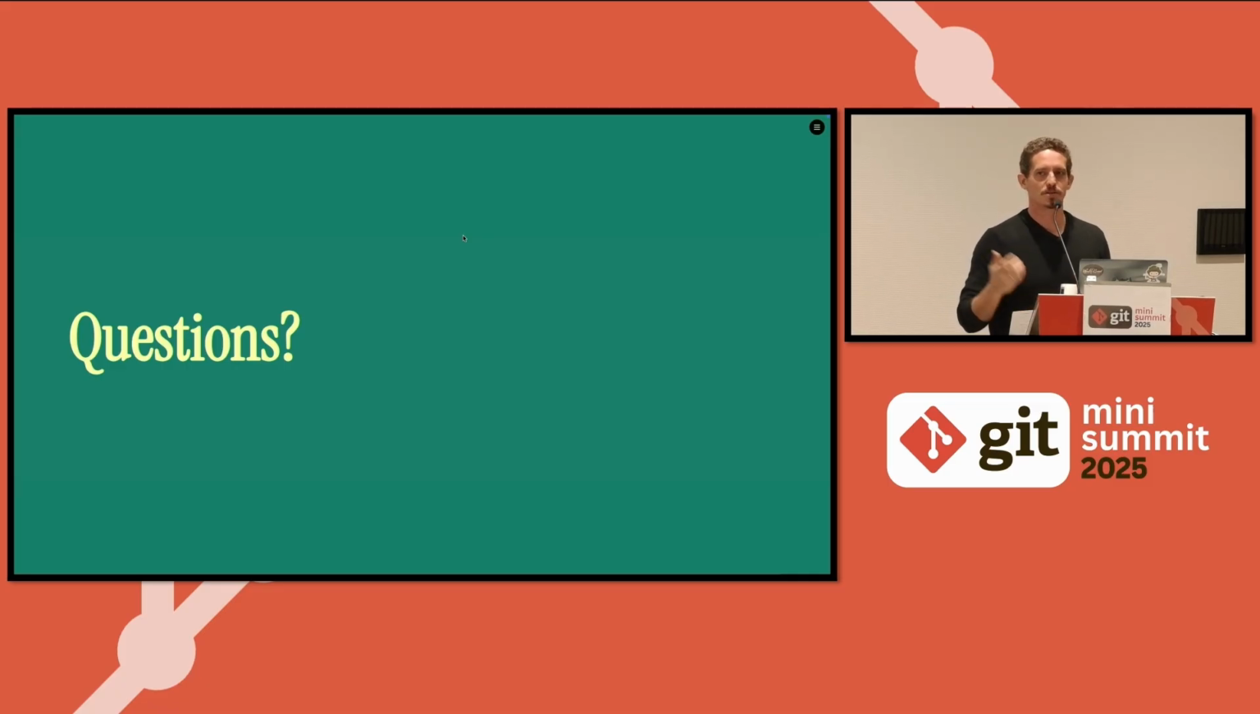Any other questions? There were a couple of hands. No? Oh, yeah. I was just wondering, you use change IDs for commits, but also for files, or how does it work?